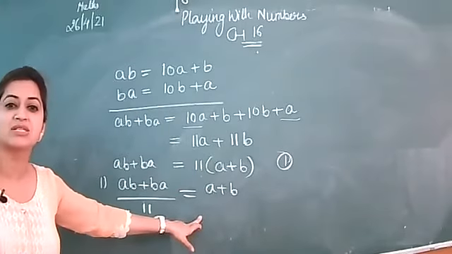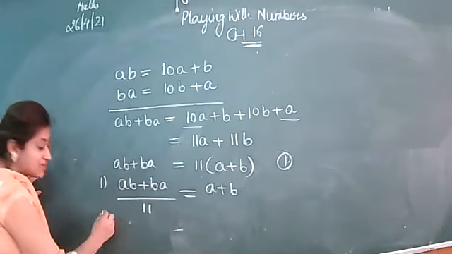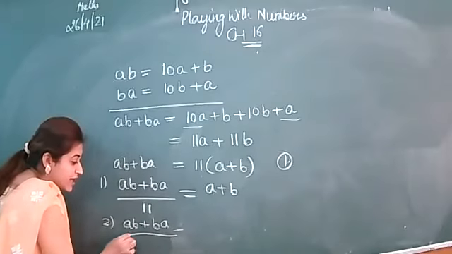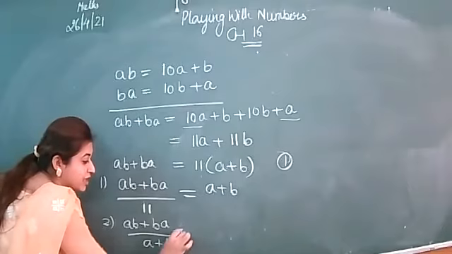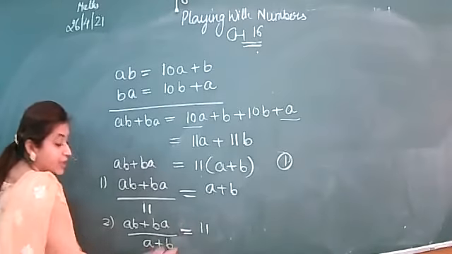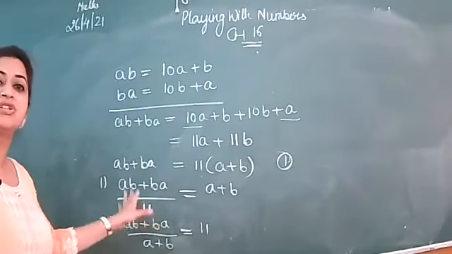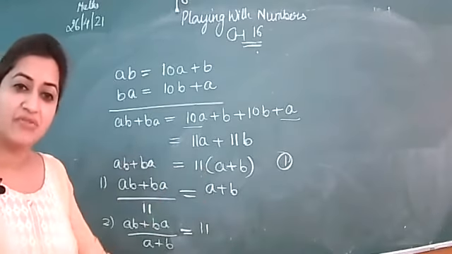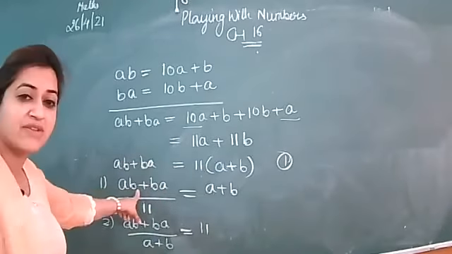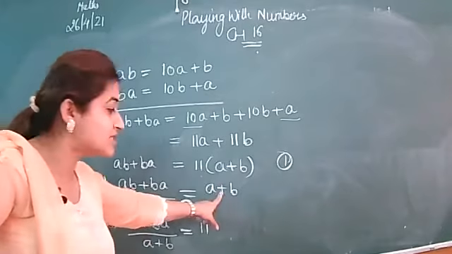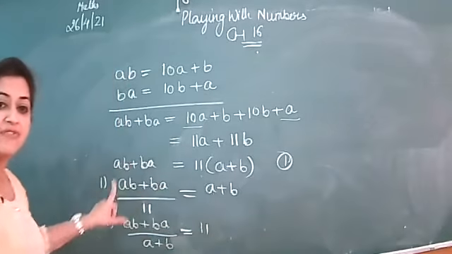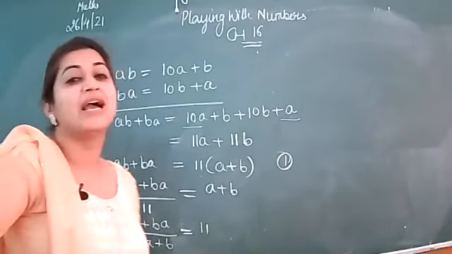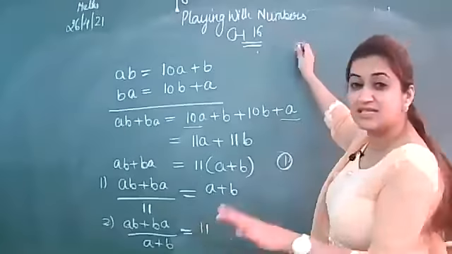From this formula we have to derive two results. This is the first result, and the second result is: if the sum of a 2-digit number and its reverse is divided by the sum of the digits, then the answer is 11. No need to divide, you will just learn this: if you add a 2-digit number and its reverse, then if it is divided by 11, the answer is A plus B. And if you divide it by the sum of the digits, the answer is 11. Got it?